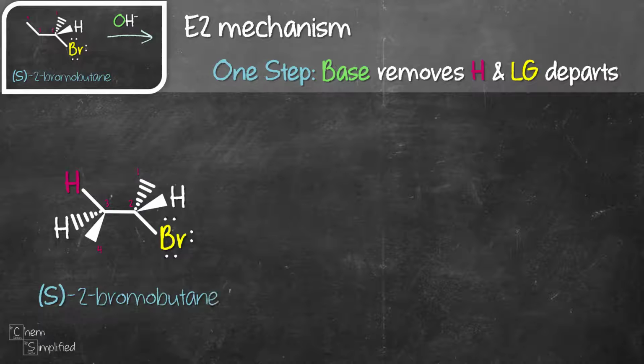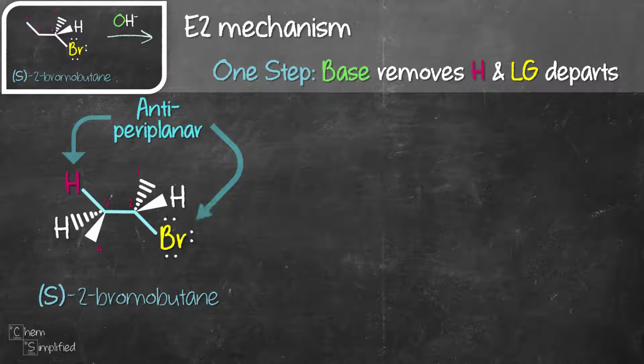In this example, we're going to work with S-2-bromobutane as our substrate. The main requirement for E2 to take place is that the H to be removed must be anti to the carbon that's connected to the leaving group. That means the H, C, C, and Br must all be on the same plane. At the same time, H is anti to Br.